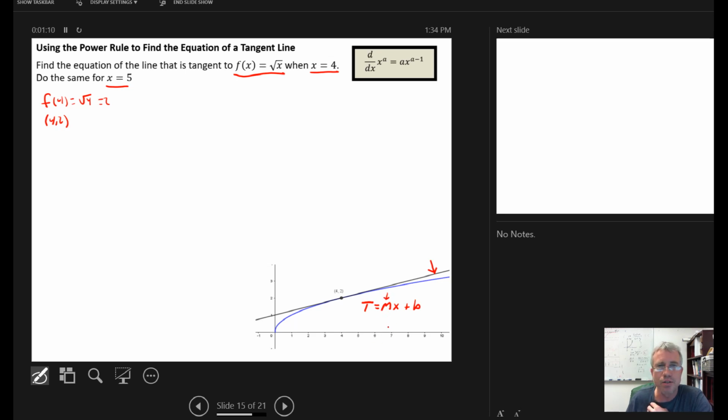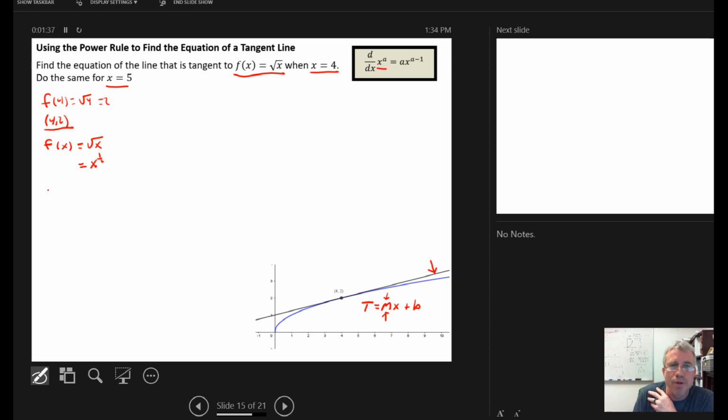So we're going to need to find the derivative of f of x, because the derivative of a function tells us the slopes of the tangent lines to that function. So I've found the point on the line, the point (4, 2). I have a function f of x equals the square root of x. I want to recognize that this is the same as x to the 1/2. So this is a function that has the form x to the a.